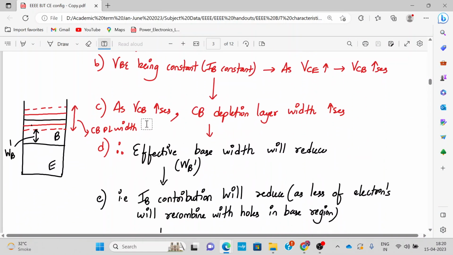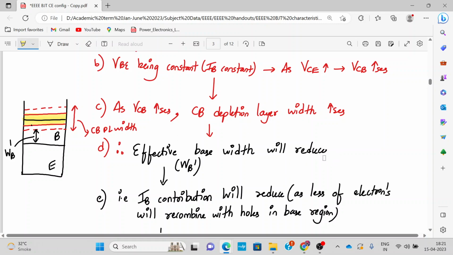As your VCB increases, your collector base depletion layer width increases. Now we have explained this before, right? This is my earlier depletion region, and now due to the increase in the value of VCB, the depletion region is becoming even wider, represented by this dotted line. So what is happening is the effective base width is going on reducing.